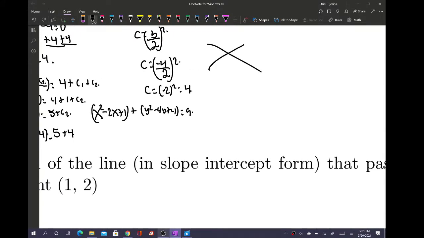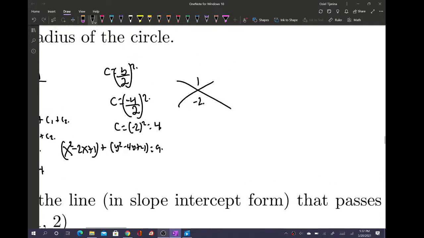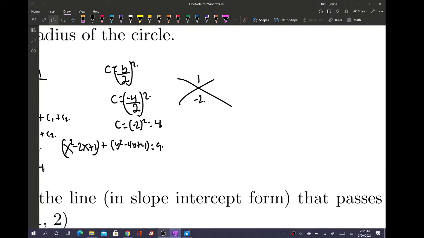If you want, you can go ahead and factor both of them. We know that this is a perfect square trinomial. Two numbers that multiply to 1 and add to negative 2 are negative 1 and negative 1.